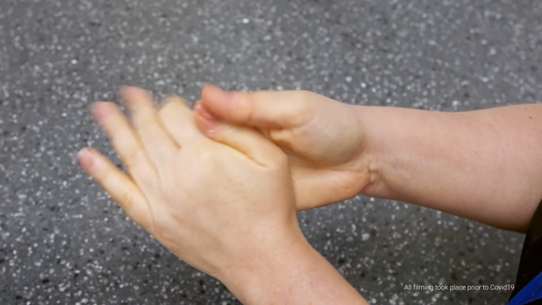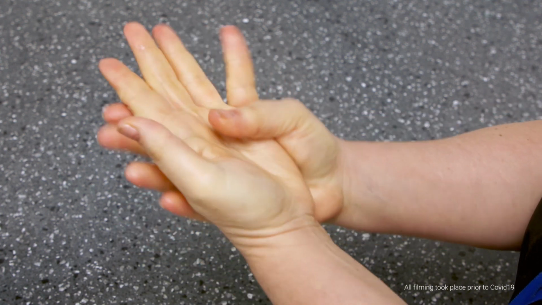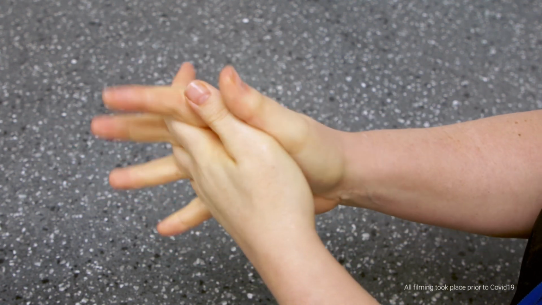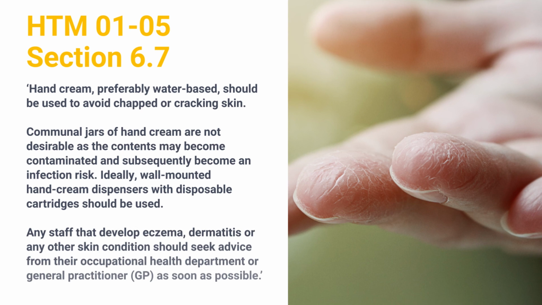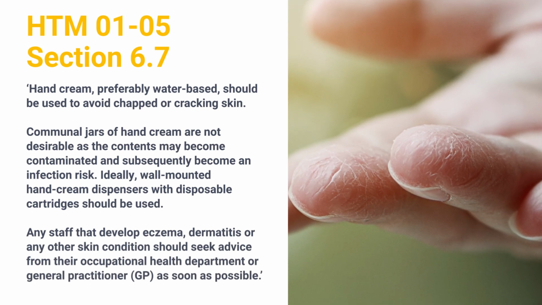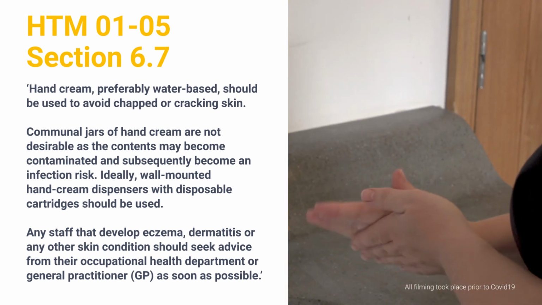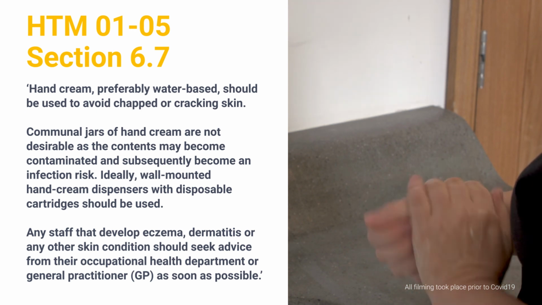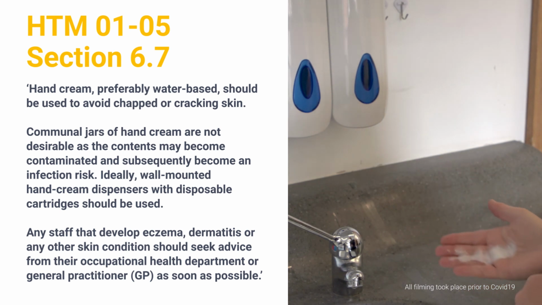Moisturising is an essential part of a complete hand hygiene regimen. A moisturiser should be used regularly to protect the skin from dehydration and damage. HTM 0105 Section 6.7. Hand cream, preferably water-based, should be used to avoid chapped or cracking skin. Communal jars of hand cream are not desirable as the contents may become contaminated and subsequently become an infection risk. Ideally, wall-mounted hand cream dispensers with disposable cartridges should be used.